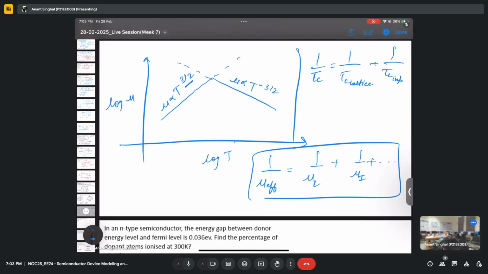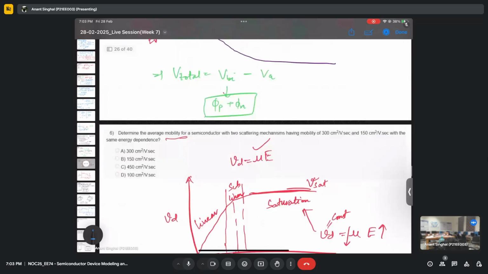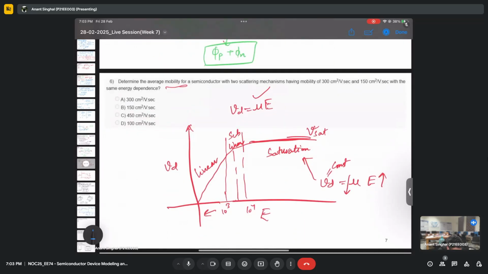Is it fine? Yes, sir. Yeah, so we have this question now. It says determine the average mobility with two scattering mechanisms having mobility, this is the first, this is the second. So give me the answer, maybe take 2 minutes only, because this is very easy now. Let me know what is the answer.